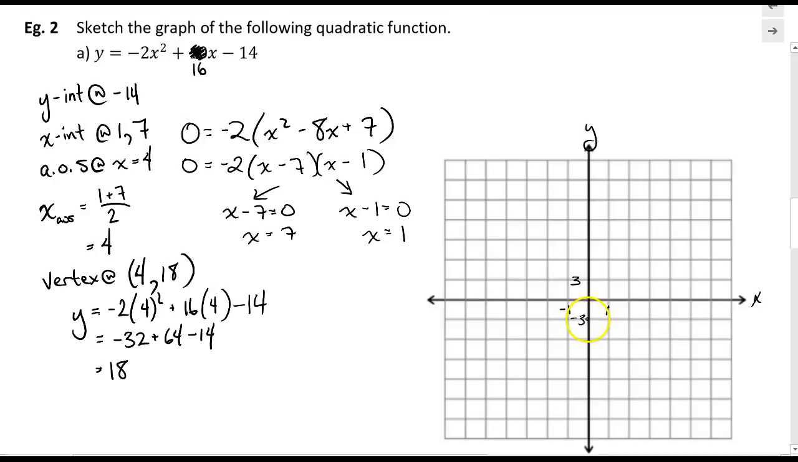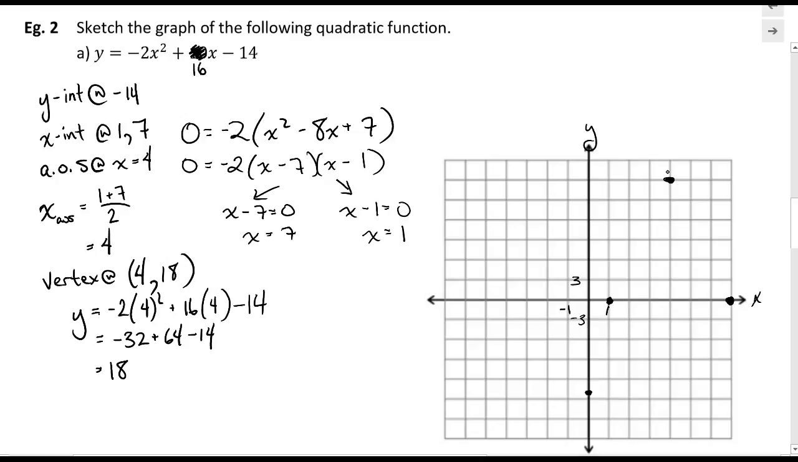Y-intercept at -14. So 3, 6, 9, 12, 14 is approximately there. Then I've got x-intercepts at 1 and 7. From here, I've got my vertex at 4 and 18. 3, 6, 9, 12, 15, 18, 4.